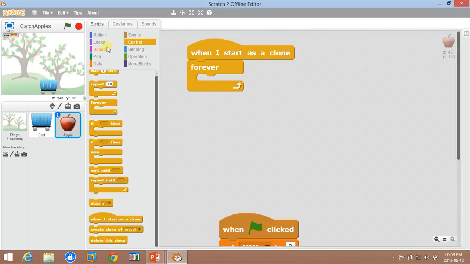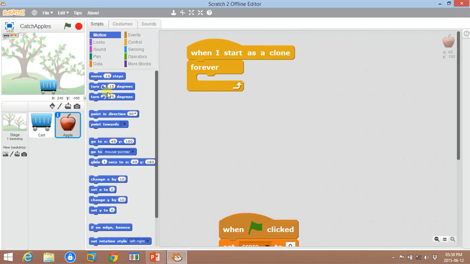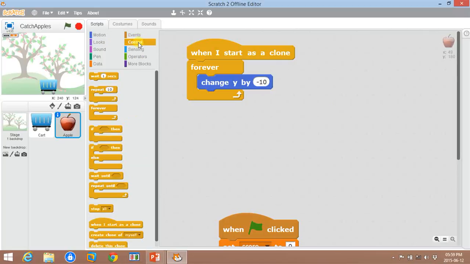Okay, now we're going to go to our motion collection, and we are going to look for a set Y or change Y block. Okay, and we're not going to leave it at 10 because 10 will make us go up. We're going to change it to minus 10, which will make it go down because we want our apples to fall down. Okay, then we're going to go back to our control area, and we are going to look for an if then block. And we're going to drag that under our change.